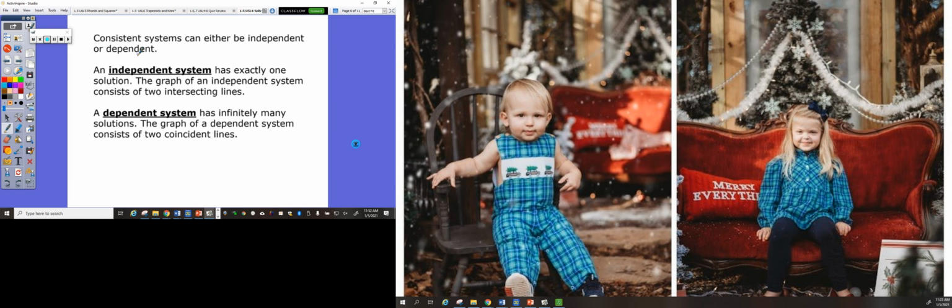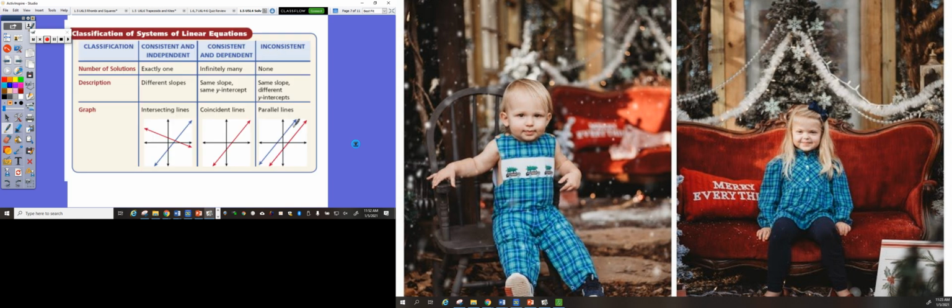So, a consistent system means that it has a solution. A consistent system is going to be one of two different types: independent, which means there is only one answer, and dependent, which means there's an infinite number of solutions. So consistent means there is an answer. Inconsistent means that there's no solutions. So this is kind of the guide here.